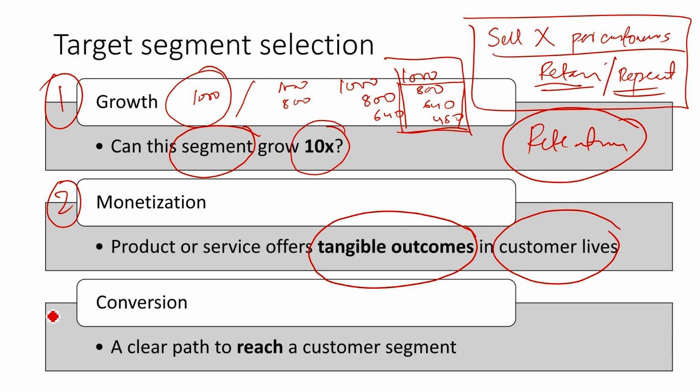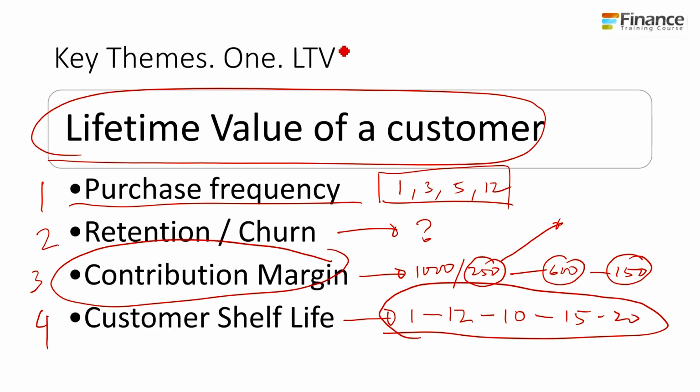The third piece is, how do you convert them? So you've identified the right segment, you figured out how to monetize it, but how do you reach them and convert them? What are the incentives that you offer? How do you get the product in front of them? Where do they purchase it? Where do they buy it from? How do you deliver it to them? How do they find it? These three are essentially linked to this theme.